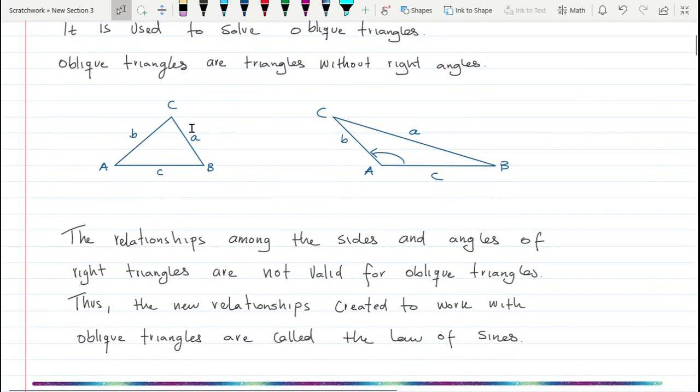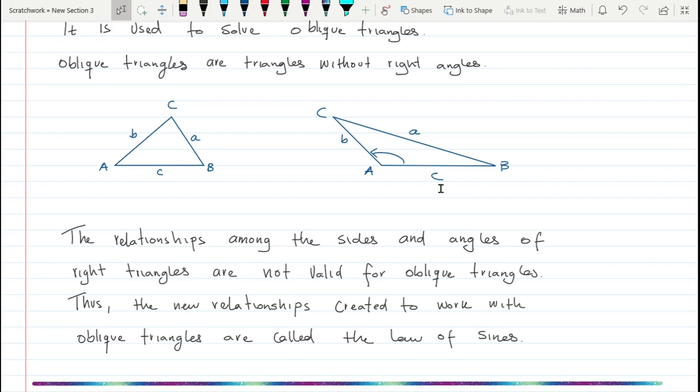Here's what an oblique triangle may look like. It's just like any other triangle, except there is no 90-degree angle anywhere, and some triangles may have angles that are larger than 90 degrees. Those are called obtuse angles.